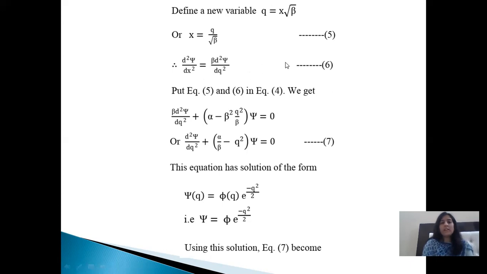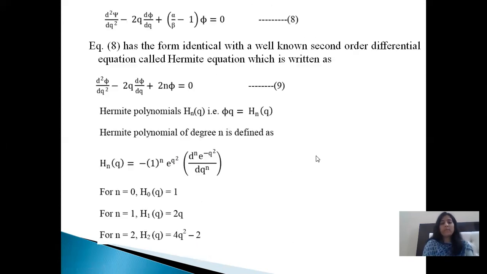So this becomes, put the value from equations 5 and 6 in equation 4. So in place of d²psi/dx² we put this. So this comes. Now divide this equation by beta. So this equation becomes d²psi/dq² plus (alpha/beta minus q²) psi equal to 0. On solving, this equation has a solution of the form psi equal to phi e^(-q²/2). Now using this solution, equation 7 becomes this.